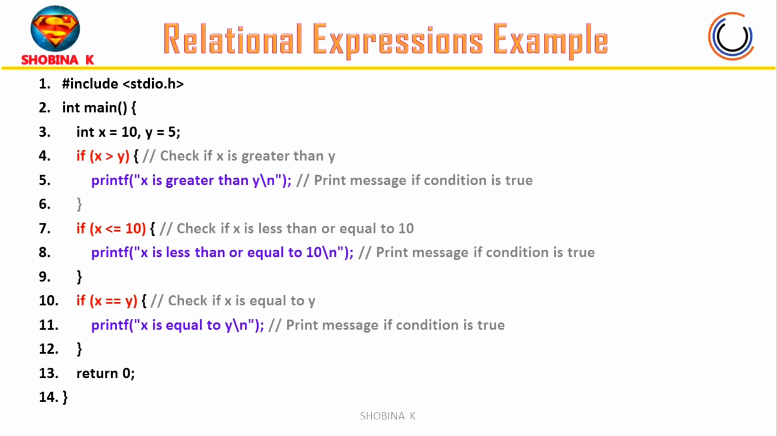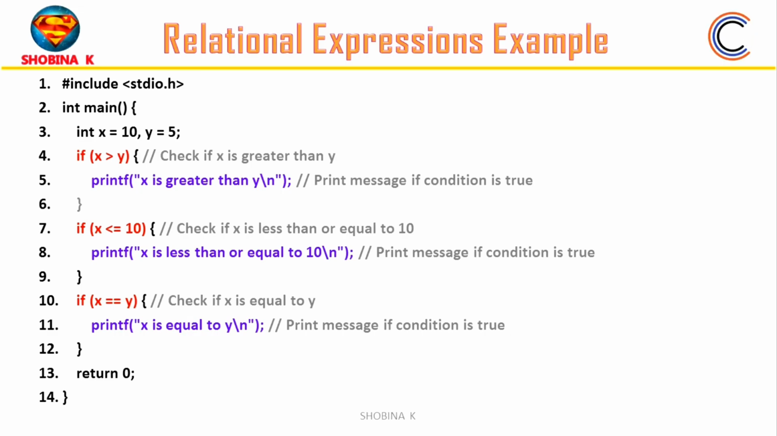First, include the necessary header files and then the main function. The integer variables x and y are assigned the values 10 and 5 respectively. The first if statement checks if x is greater than y. Since 10 is greater than 5, the condition is true and the message "x is greater than y" is printed. The second if statement checks if x is less than or equal to 10. Since x is equal to 10, the condition is true and the message "x is less than or equal to 10" is printed.